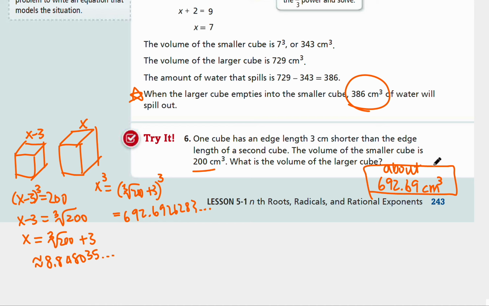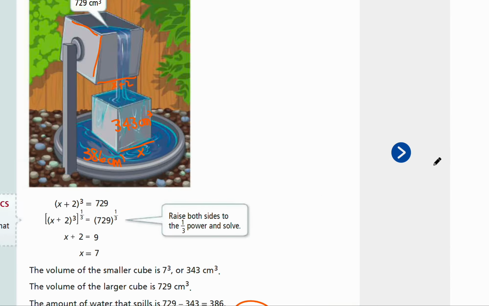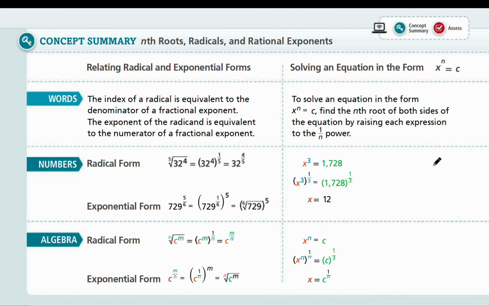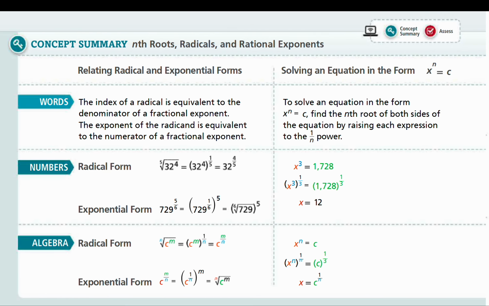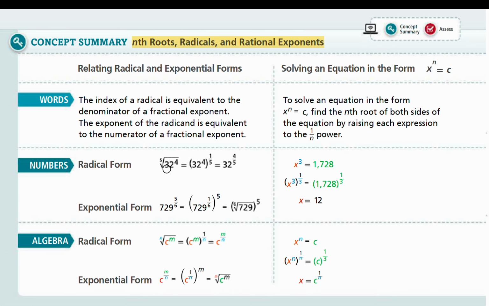Okay, so check your answers, see if you got it right. If you did, good job. Let's summarize our lesson. So 5-1 is about nth roots, radicals, and rational exponents. So relating the radical and exponential forms is something that we should have looked at in Algebra 1, right? So the radical form is when you use the root, and the exponential form is when you use the power. And they could be written in different forms, but they could be converted to each other.